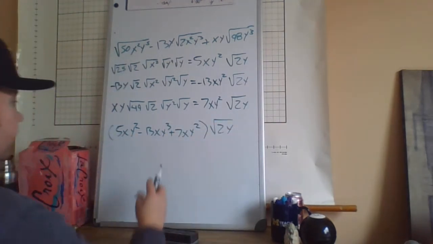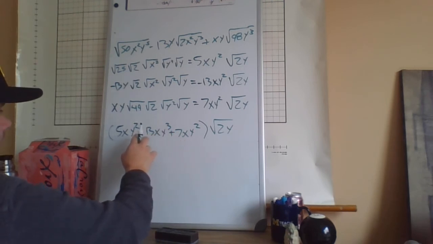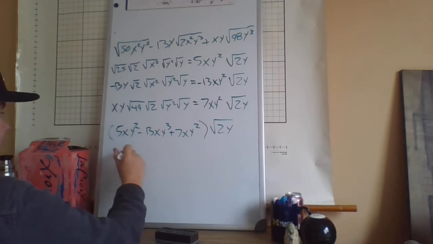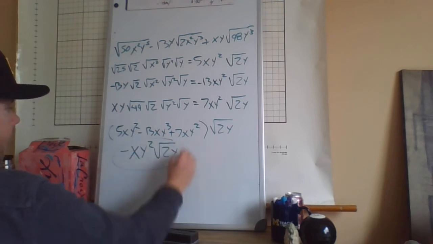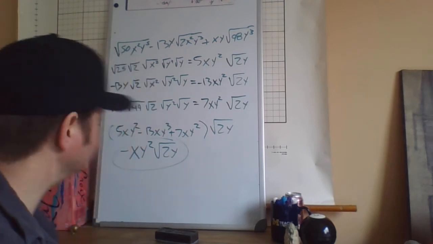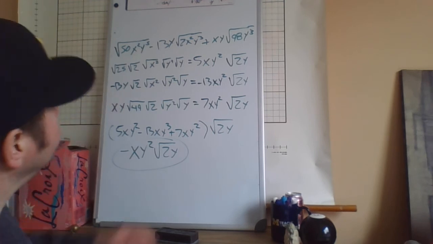My gosh, we're so close. 5 plus 7 is 12. Minus 13 is negative 1, or just negative xy squared times the square root of 2y. Man, it's doing the most. That's what we do. Okay?